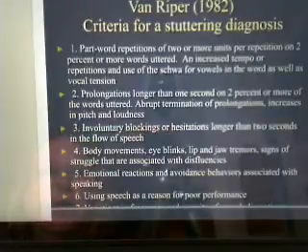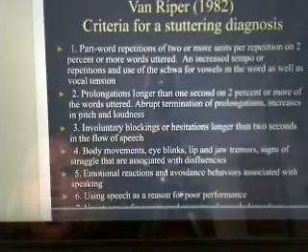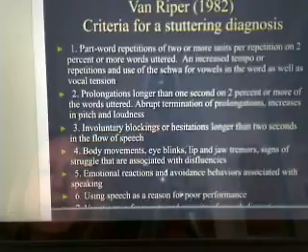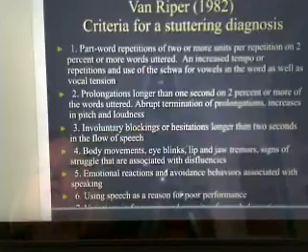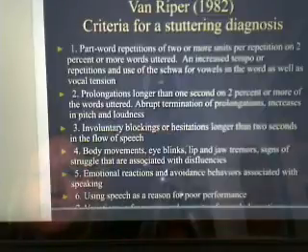Prolongation. So if an individual is trying to say a word and they're phonating longer, okay, than 1 second on, again, 2% or more of the words uttered. There could be an abrupt termination of prolongations, and then you notice the individual's voice increases in pitch and loudness.